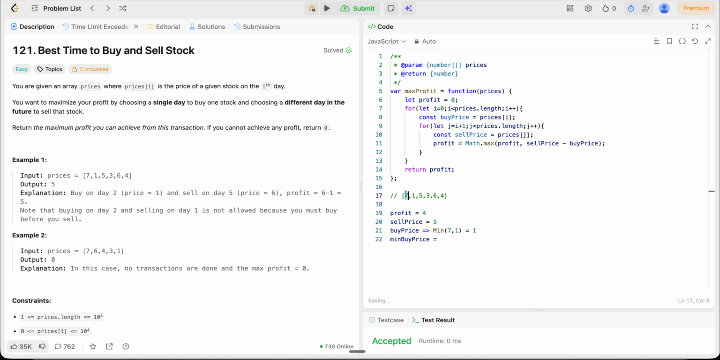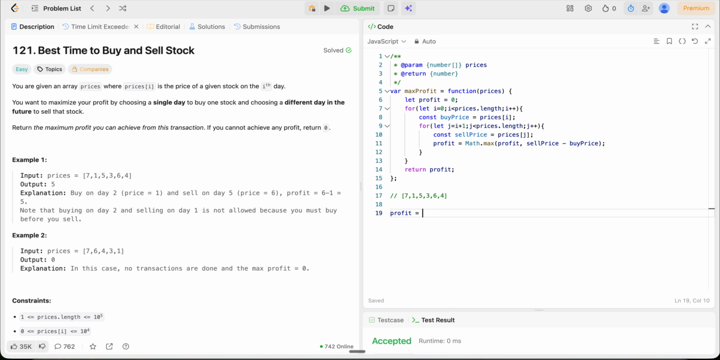When I am at 1, I will already assign my minimum buy price as 7. So 1 minus 7 is what? Okay, let me restart the conversation so that it is clear. So instead of iterating and finding the minimum, I'm trying to optimize and find the minimum while we are iterating through the array. That's the trick here.